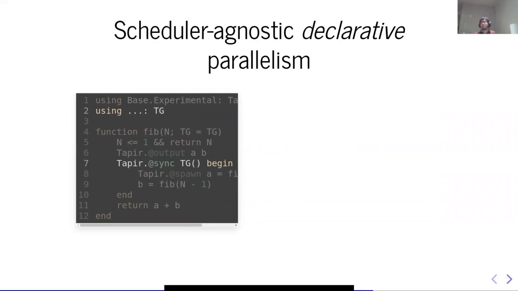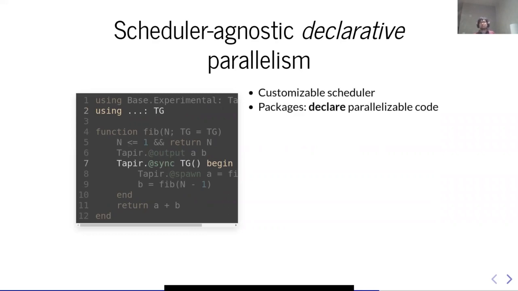Supporting a customizable scheduler is interesting because it cleanly decomposes what and how. The compute-oriented packages can declare the parallelized portion of their code without worrying about scheduling using Tapir. Well, actually, they're more like disallowed to interfere with the scheduling because of the serial projection property. This is nice for users since each one of them can have unique requirements for the scheduler.